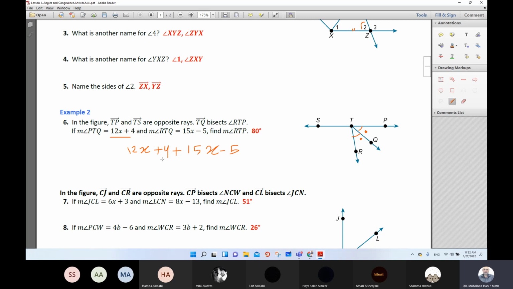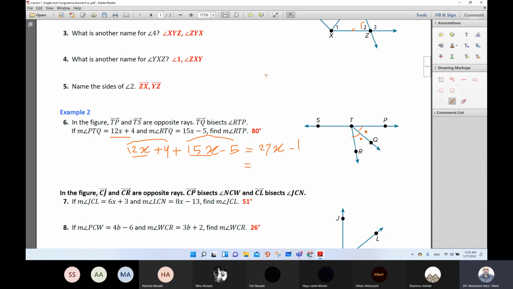So I write the measure of the first angle plus the measure of the second angle will be, as like terms, 12x plus 15x will be 27x, plus 4 minus 5. To know the measure, we want to know the value of x. How to know the value of x? I said at the first, the P6 divides the whole angle into two equal angles. This angle equals this angle. So it means the measure of this angle equals the measure of this angle.